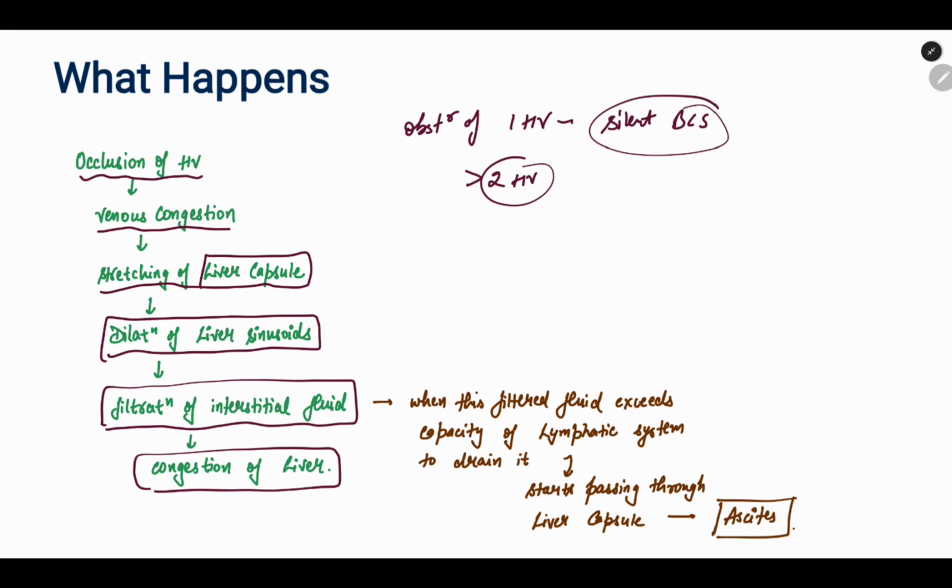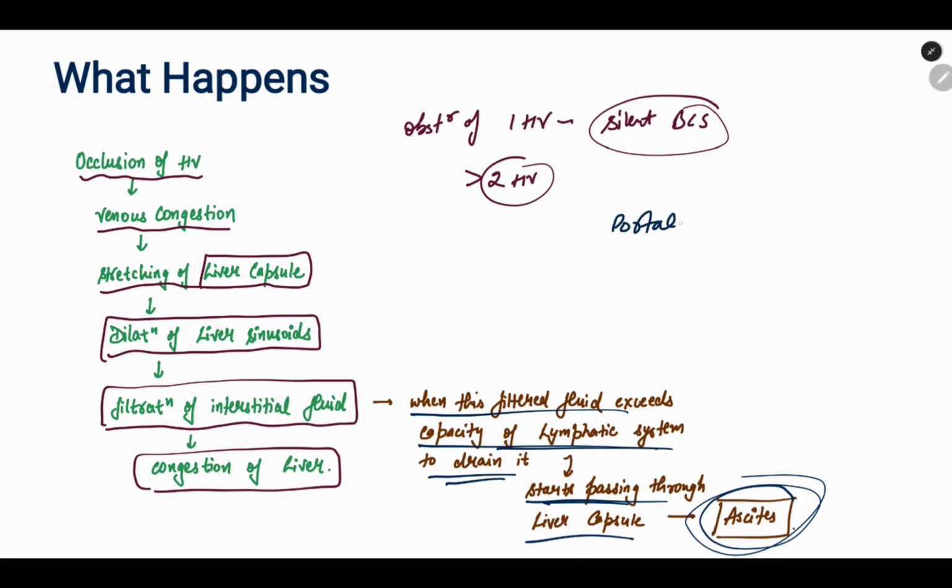Another thing to keep in mind is that when this filtered fluid exceeds the capacity of the lymphatic system to drain it, the fluid starts passing through the liver capsule into the abdominal cavity and leads to ascites, which is one of the three classical triad seen in Budd-Chiari syndrome. And due to the formation of thrombus or obstruction to venous outflow, portal venous hypertension develops, and hence blood flow to the liver via the portal vein decreases. So portal hypertension is also common.